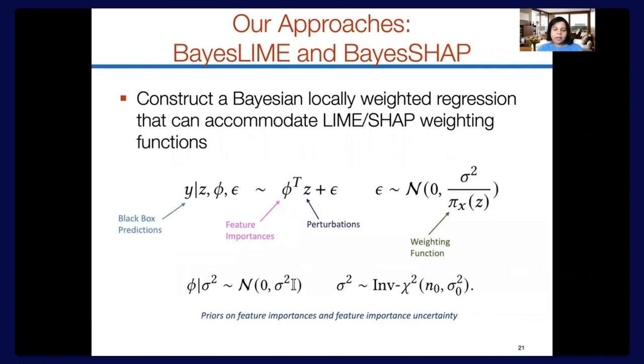What we do is construct a Bayesian locally weighted regression that can accommodate the LIME and SHAP weighting schemes, right? So here is what the generative process roughly looks like. Y is the black box prediction. Y is modeled as a function of phi transpose z, for a particular Z, Z being one of the perturbations. So the black box prediction Y for one of the perturbations Z is modeled as the product of the feature importances multiplied by the perturbation instance itself, plus an error function, which is distributed as a normal distribution with a zero mean and this variance.